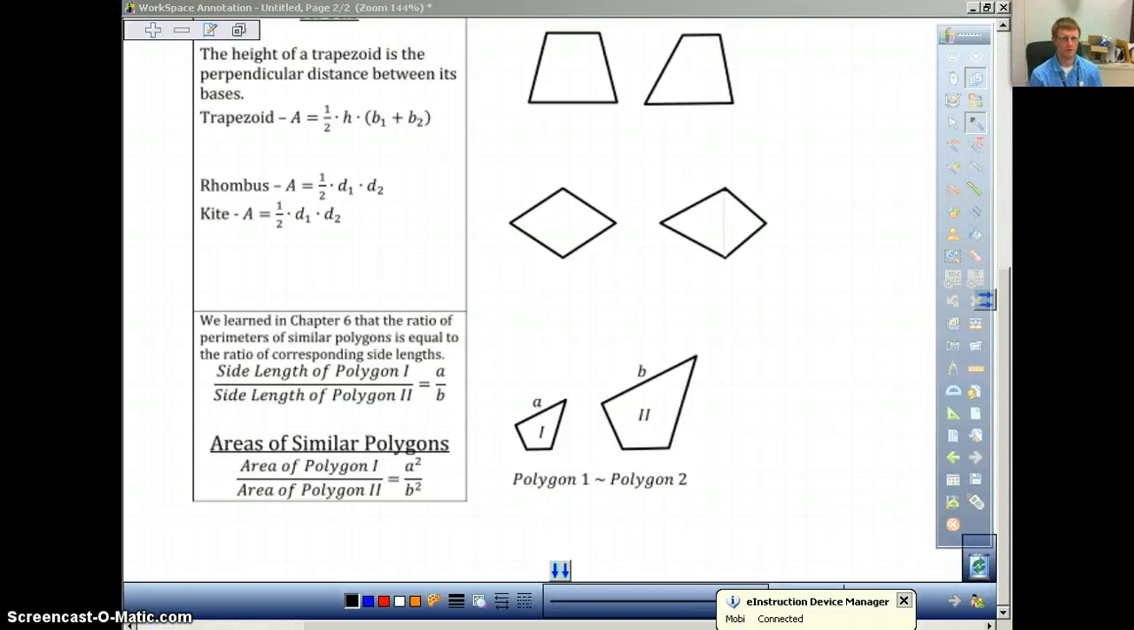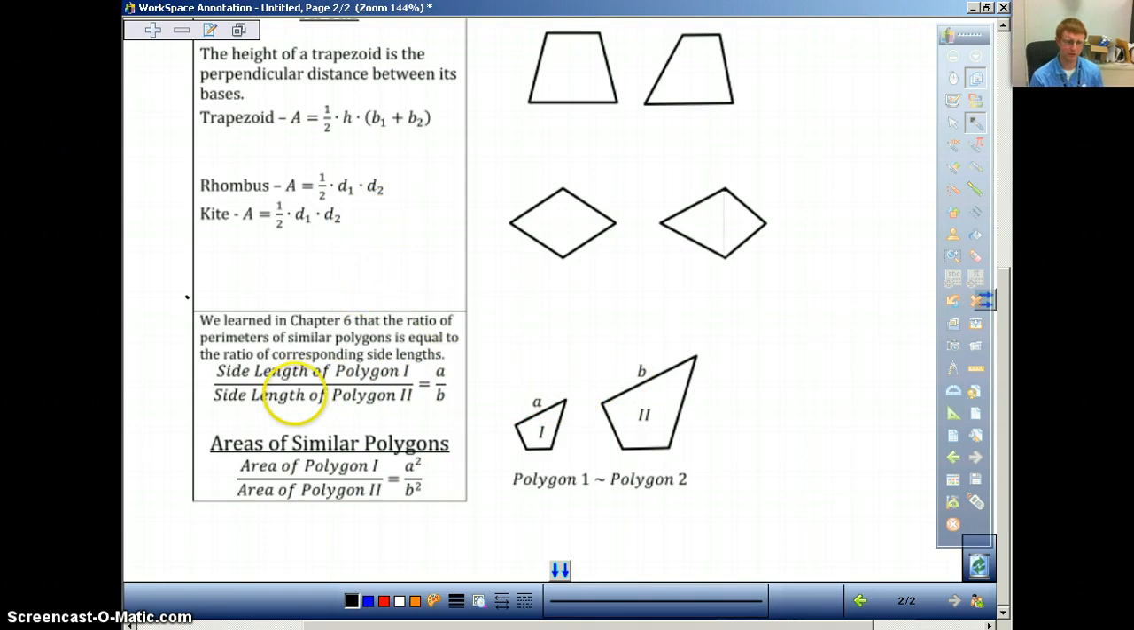All right, so this is going to be section 11.3. This is dealing with the ratios of areas of similar polygons. So what we did was, reading this, it says, we learned in chapter 6 that the ratio of perimeters of similar polygons is equal to the ratio of corresponding side lengths. So in other words, if we had a side length of polygon 1 and the side length of polygon 2, we could say that those two are proportional to each other, which means we can set up a proportion that looks like this. A is to B, okay?